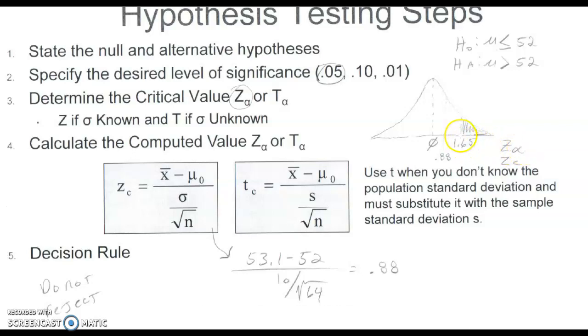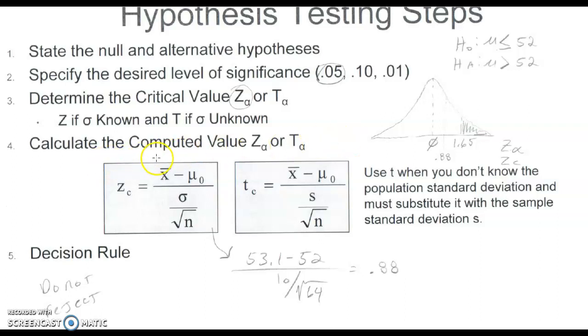Now, this 1.65 defines the rejection region. So if we take a sample and we get that sample lying more than 1.65 standard errors above the mean, then we know that we have a rejection. If, in contrast, that sample lies less than 1.65 standard errors above the mean, then we know that we do not have a rejection. We would fail to reject.